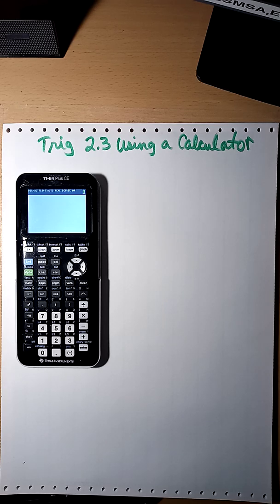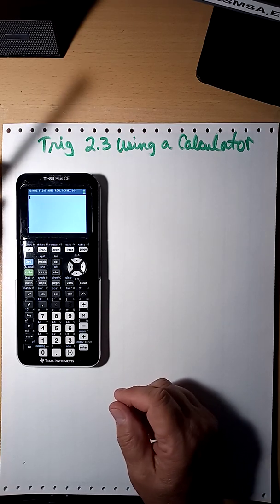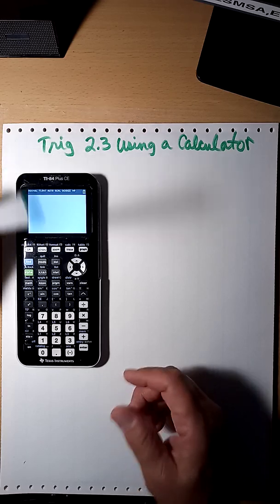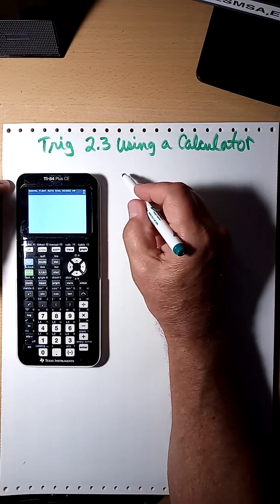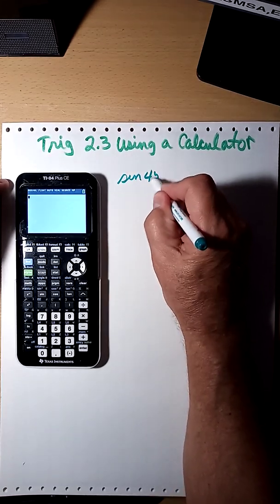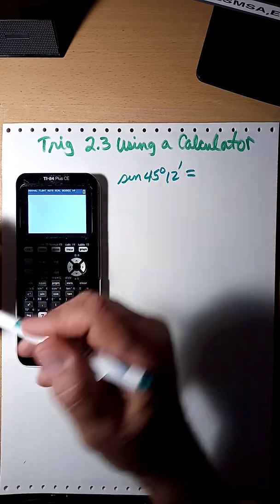How do you use a calculator for approximating the values? Why do they say approximating? Because almost always it's going to be a decimal approximation of what's actually the value. So first of all, let's do the sine of 45 degrees and 12 minutes. How do you find that?